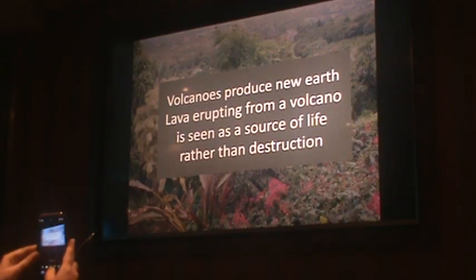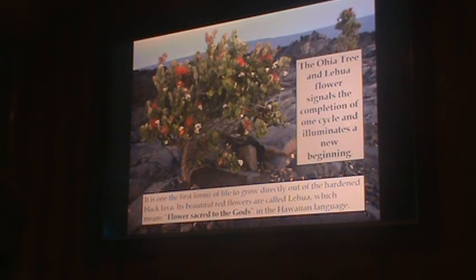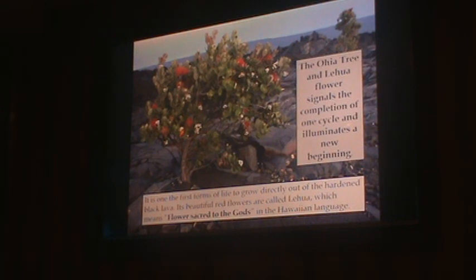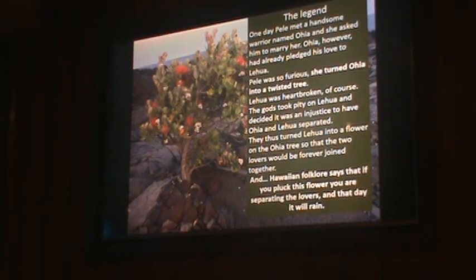Lava erupting from a volcano is seen as a source of life rather than destruction, unless it was your house that got burned down. Right? Yeah. Might not see it that way. After a volcanic eruption, the ohia tree and the lehua flower signal the completion of the life cycle here, and illuminate a new beginning. And you will see this tree with these bright red flowers, and there's a legend about it, and I thought I would tell you this so that when you do see the ohia tree, you will know the story of it.